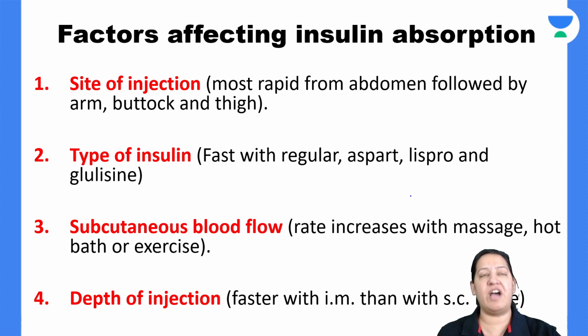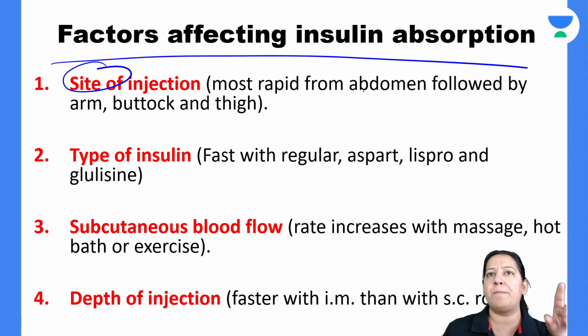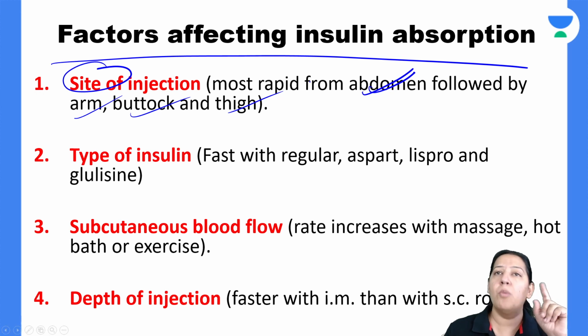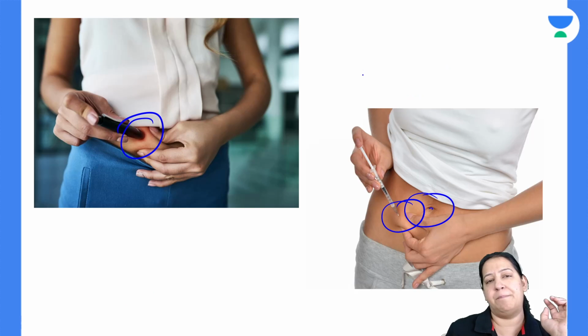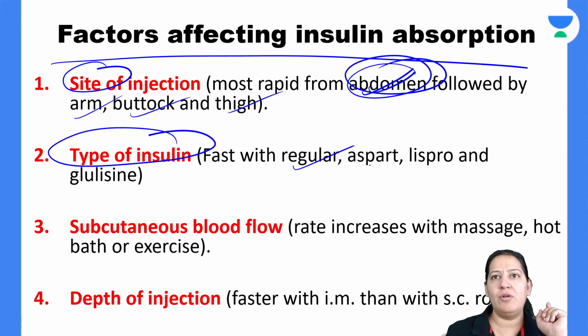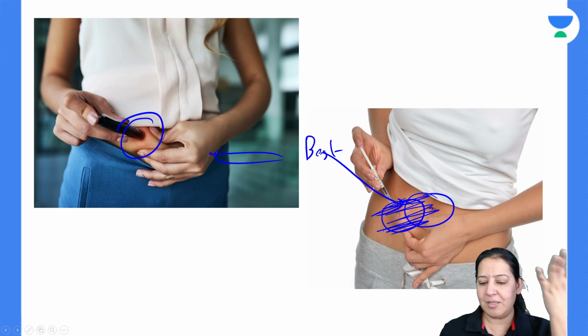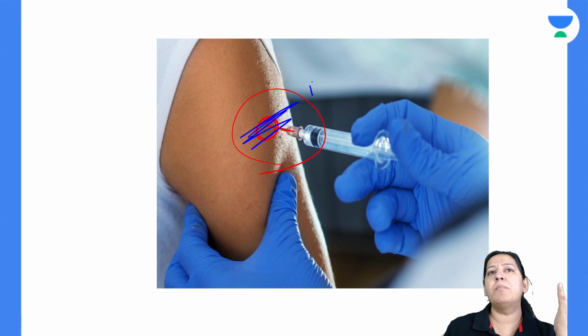Now factors which affect insulin absorption. It is the site of injection. It is most rapidly absorbed from abdomen, followed by arm, buttock and thigh. Most rapidly absorbed from abdomen, with best absorption. So best absorption is from abdomen, right? Type of insulin. So fast absorbed are regular, aspart, lispro, glulisine. Subcutaneous blood flow. So before giving injection, do massage here. Do massage to increase the blood flow.